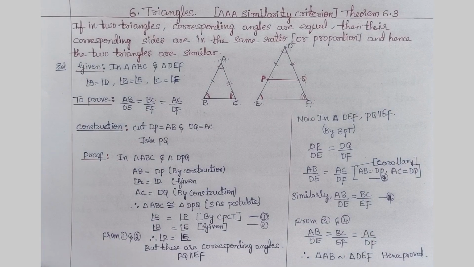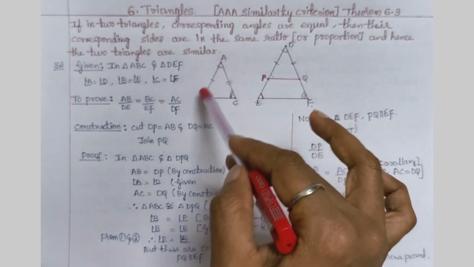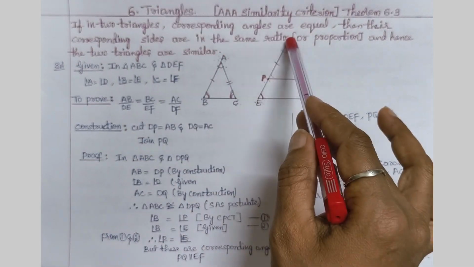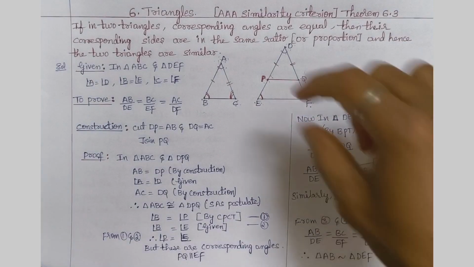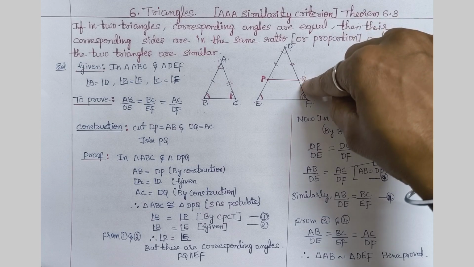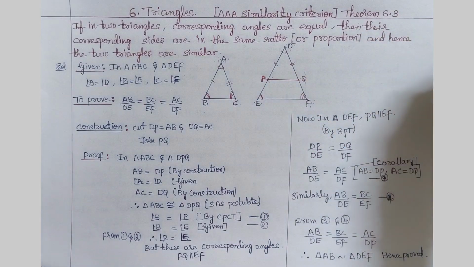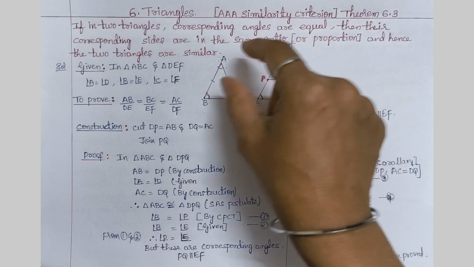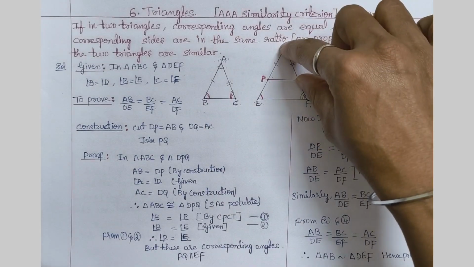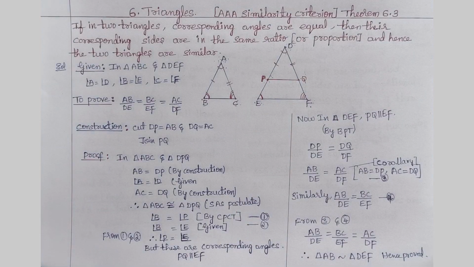Now we have to draw the construction. What is the construction? Cut DP equal to the length of AB. Next, AC, how much length is there? We take the same measurement and mark Q. Then we join P and Q. This is the construction: DP is equal to AB, DQ is equal to AC. Now you join PQ. This is the construction. Next we will do the proof.